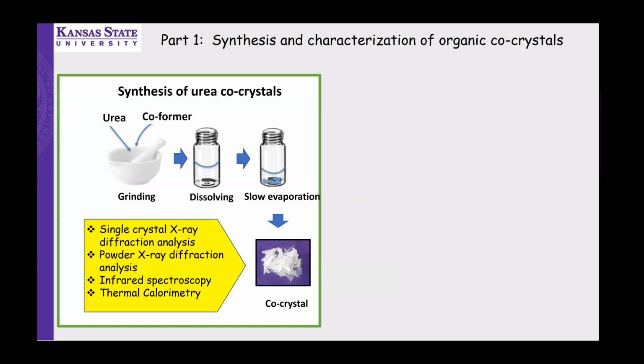And we typically analyze the solids using a variety of characterization methods. Single crystal X-ray diffraction will basically provide us with an image of molecular resolution to find out exactly where the different molecules are with respect to each other. And we can find out exactly if urea has bound directly to the co-former. And then we use powder X-ray diffraction to analyze the bulk of the material. And we use some additional methods to investigate purity and extent of reaction and so on and so forth.